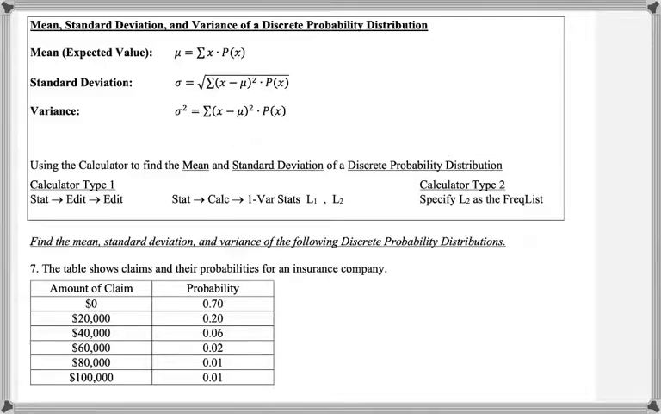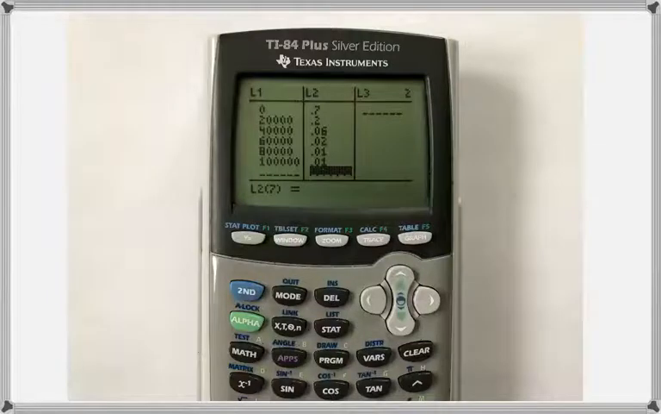Next we are looking at the mean, standard deviation, and variance for discrete probability distributions. And we do have these three formulas here. However, we are going to be focusing on using the calculator. So we're going to be using the 1-Var Stats and then List 1 and List 2. So we enter in the amount of the claim in List 1 and the probabilities in List 2.